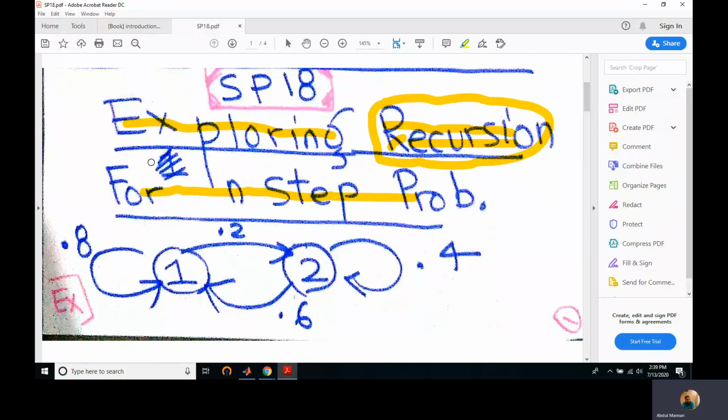We'll try to explore this operation with the help of an example we have already solved. This is a Markov chain, or a transition probability graph (TPG), of a process where we have only two states, 1 and 2, and these are the transition probabilities.